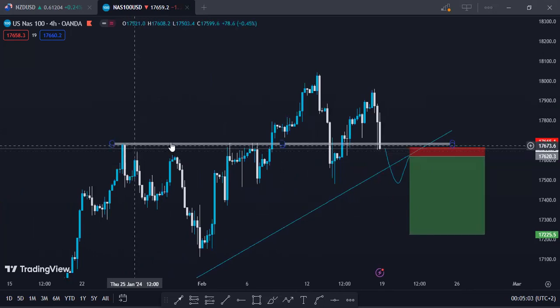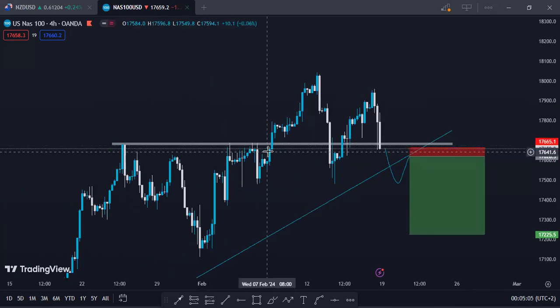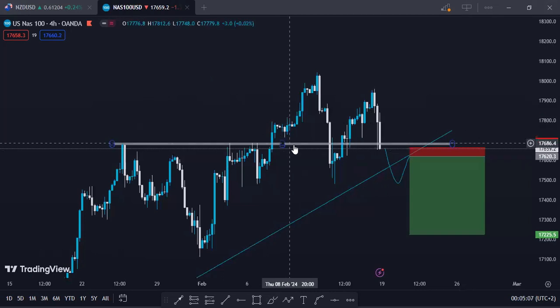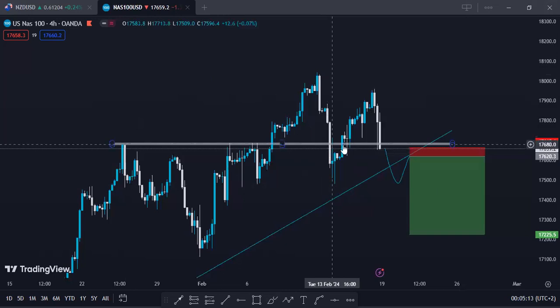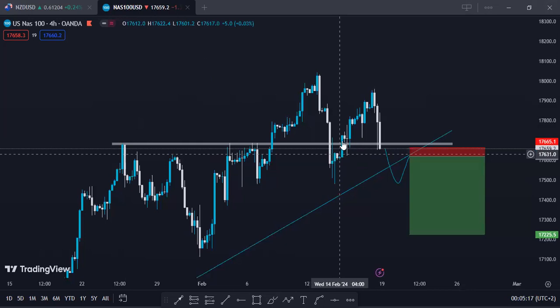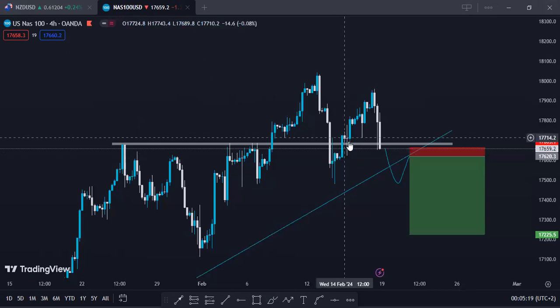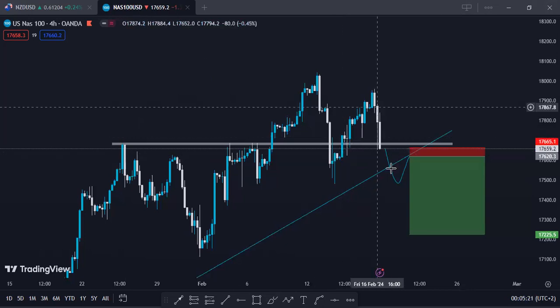You can see here it's been respecting, rejected, broke, retested, didn't quite touch the trend line, the level here, but then it shot up, came back again, retested as you can see here, and then tried to shoot down, but then the buyers were too strong, broke above, retested, and then shot up, and now it's currently breaking below.